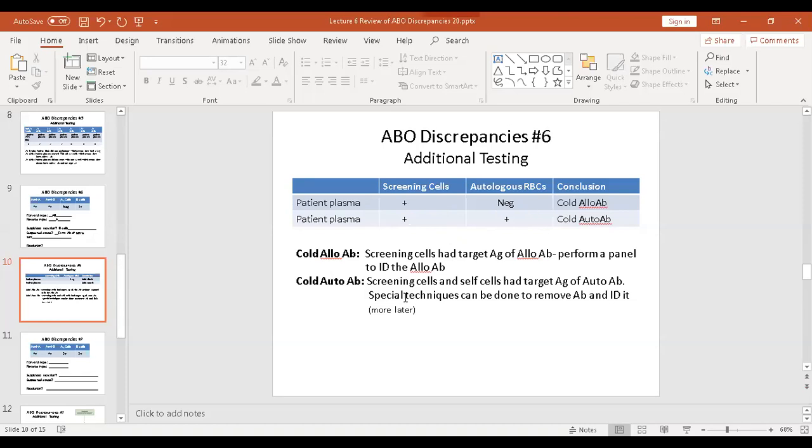And there are some special techniques that we can do to determine the identity of that antibody, and we're going to talk more about that in upcoming units. So don't worry about that for now.